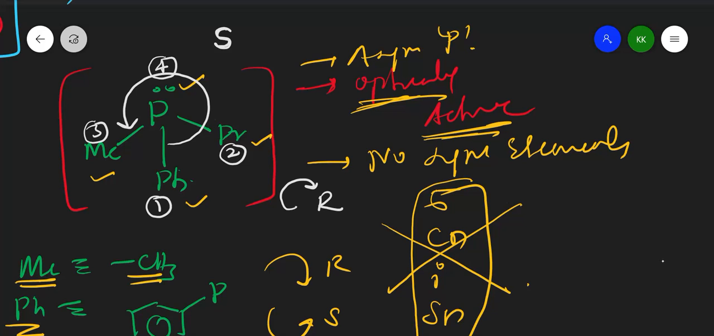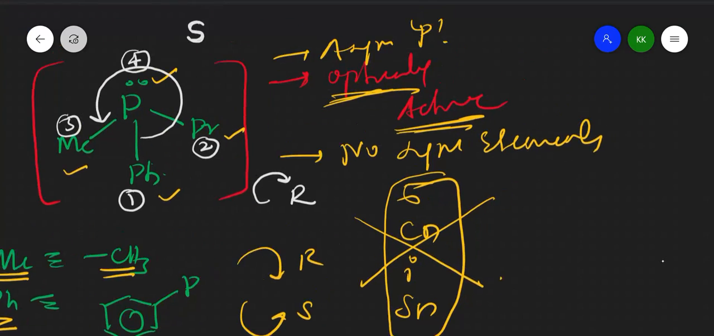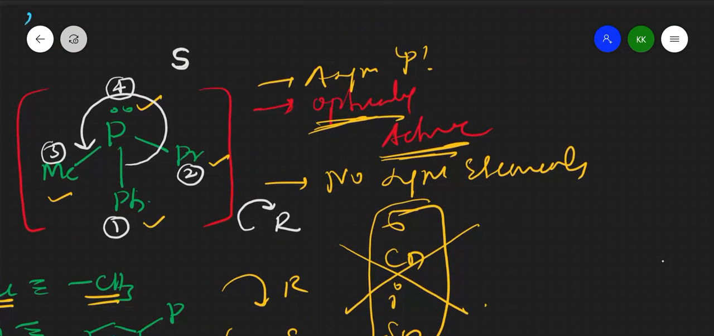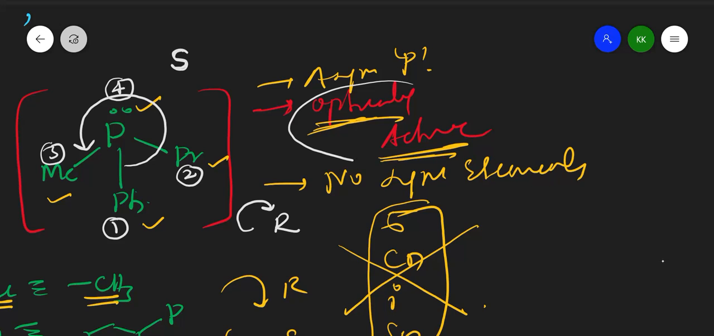But most of the time, for compounds other than carbon, they won't ask for R and S nomenclature. They just ask whether it is optically active or not, or they will ask about geometrical isomerism.